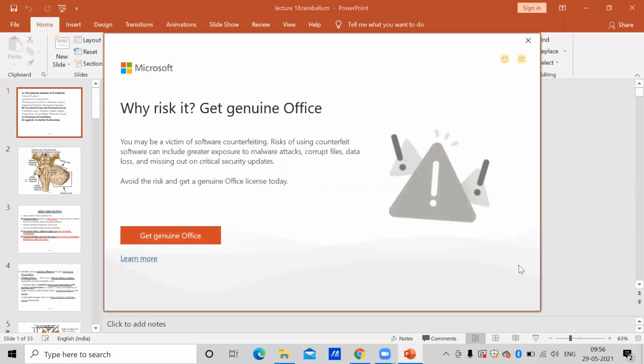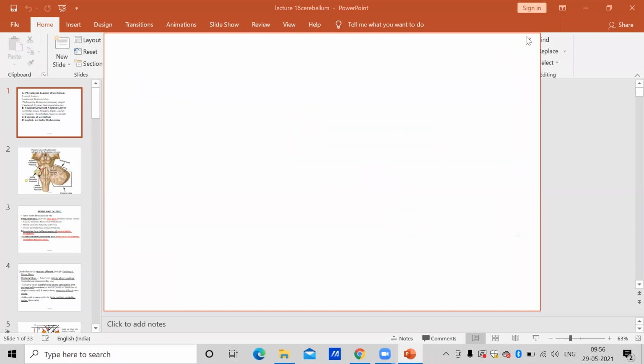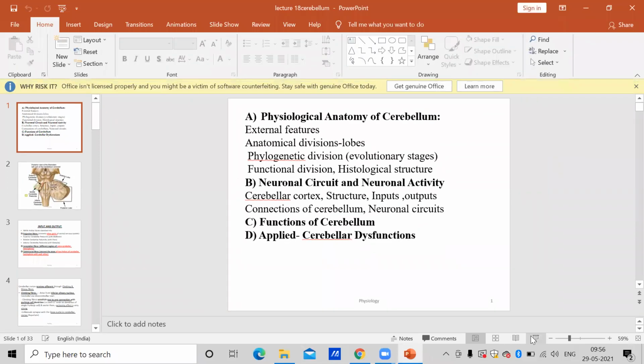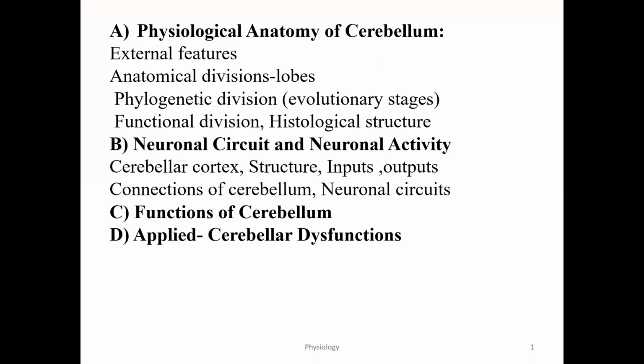With the continuation of the previous lecture on the cerebellum, we have seen the physiologic anatomy of the cerebellum, the different lobes, anatomical division, phylogenetic division, functional division, and histological structure. In that, we have seen the different neuronal cells present in the cerebellum, for example, stellate cells, basket cells, Purkinje cells, Golgi cells, and granule cells.